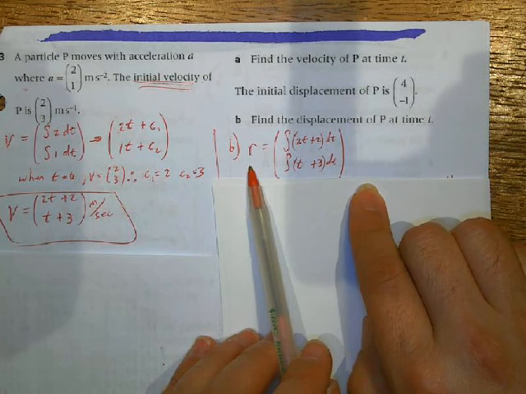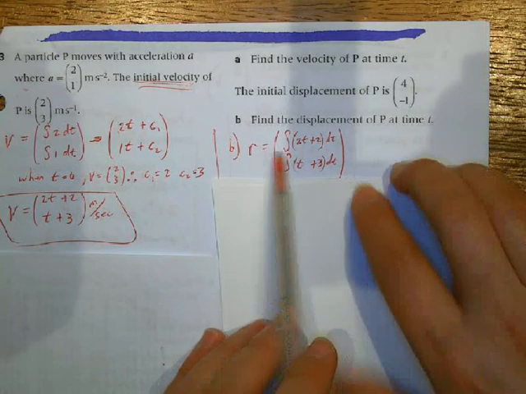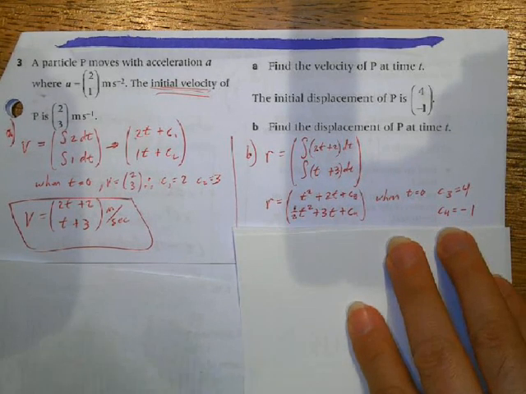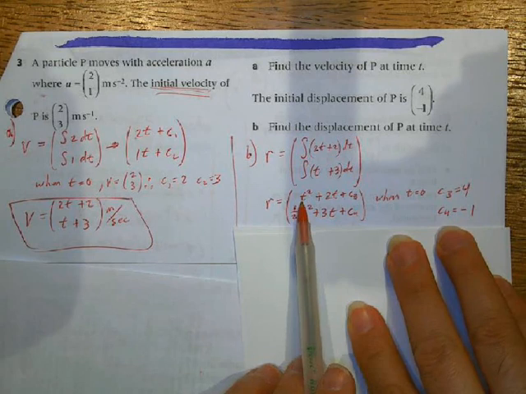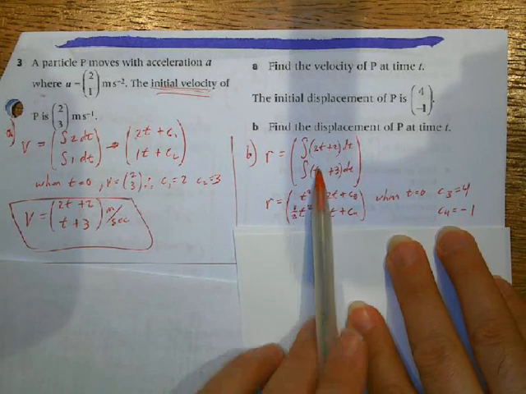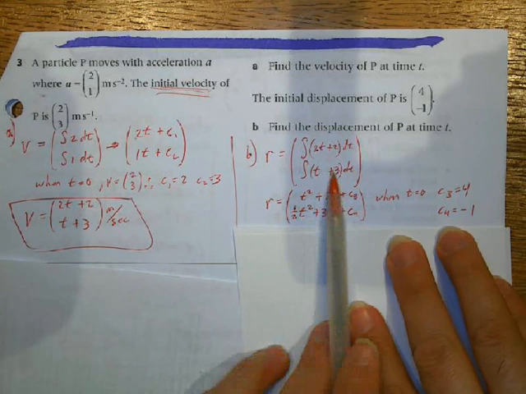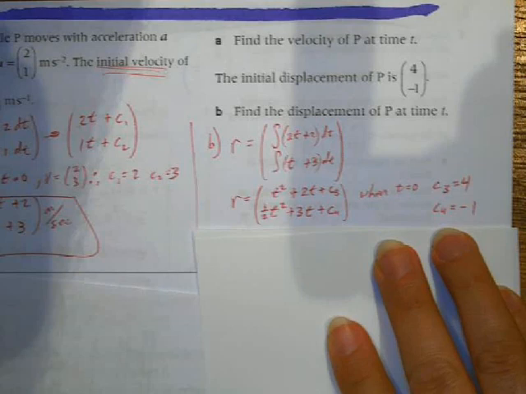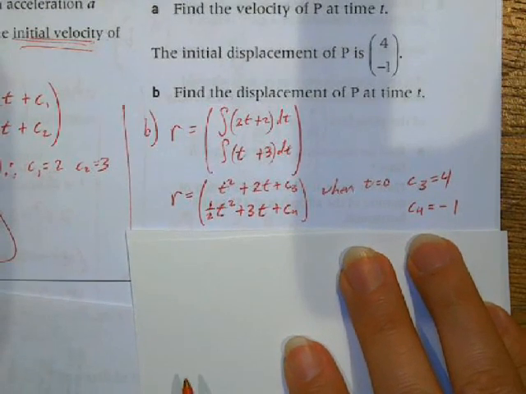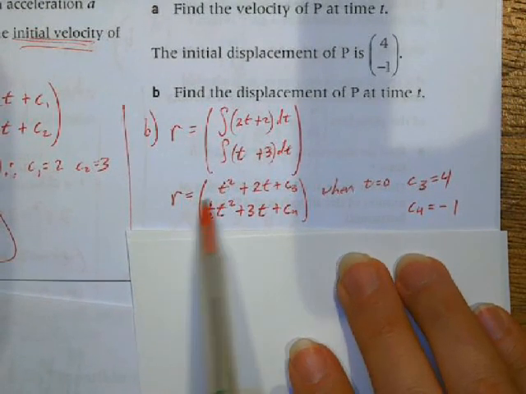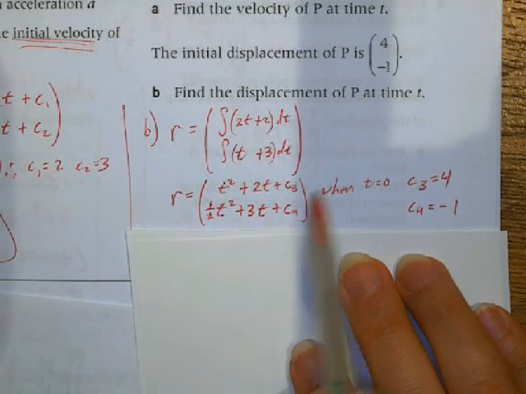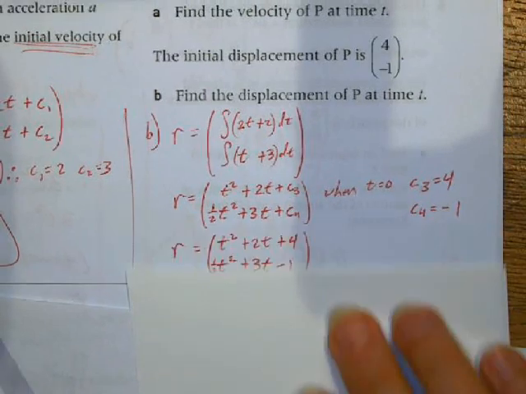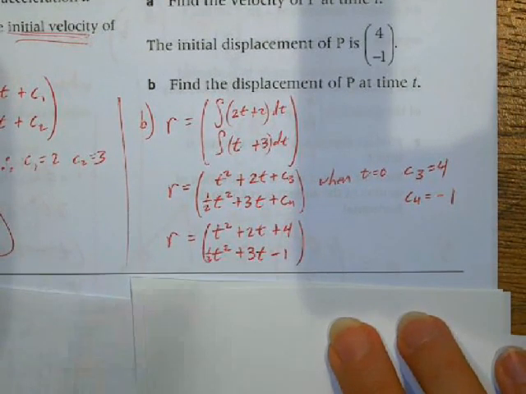And so the antiderivative of that is equal to, 2t becomes t squared, 2 becomes 2t, t becomes 1/2 t squared, 3 becomes 3t, and I have c subscript 3 and c subscript 4. Okay, and so if t is 0, all of that becomes 0 and 0, so c3 becomes 4, and c4 becomes -1. So now I have my new displacement vector.